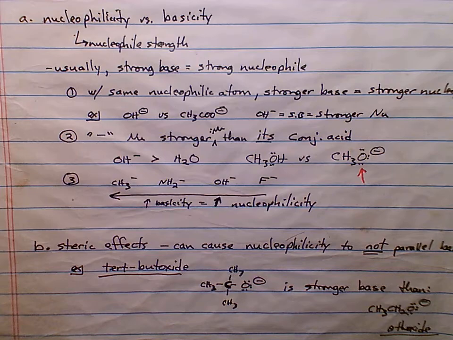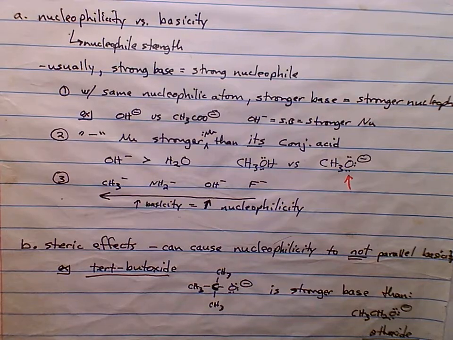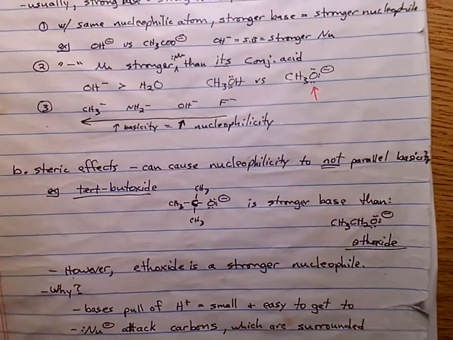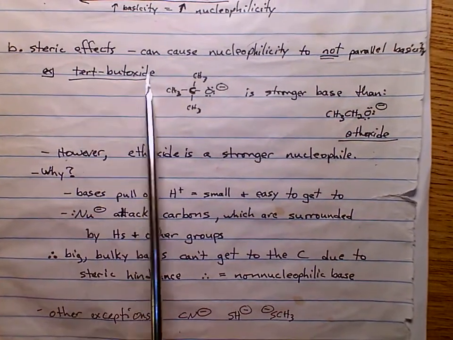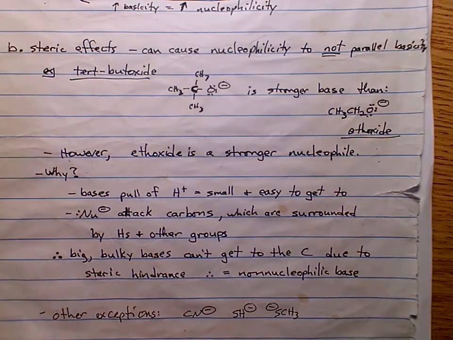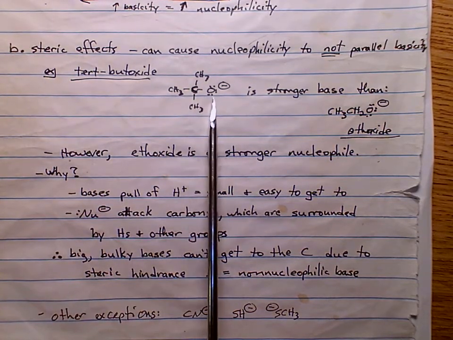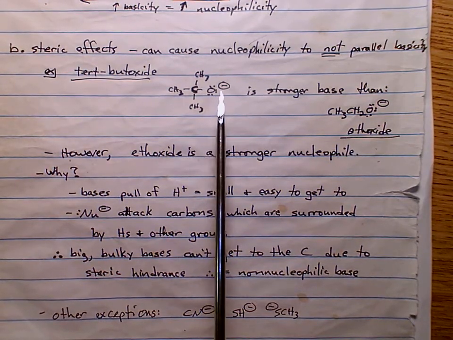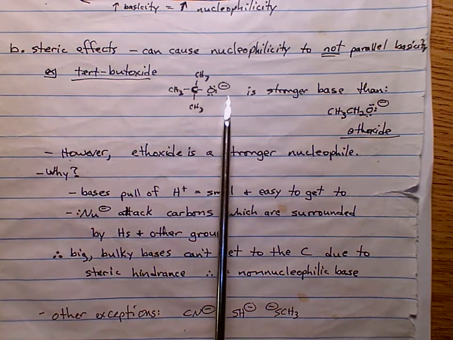Nucleophilicity parallels basicity, we got that down, but you know, the world sometimes runs on exceptions. And we have exceptions to these rules. Sometimes steric effects will come into play and cause nucleophilicity to not parallel basicity. And we'll look at some other exceptions also. The prime example is tert butoxide. This is a carbon with 3 methyl groups on it and an O minus. This is the conjugate base of tert butanol. Just put a hydrogen on here, and this would be tertiary butanol, tert butanol. So we get rid of that hydrogen. It's the conjugate base of tert butanol.